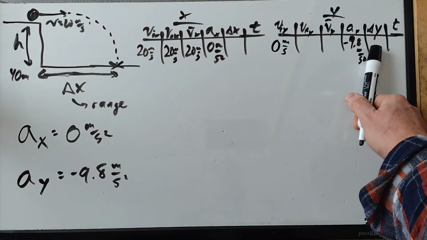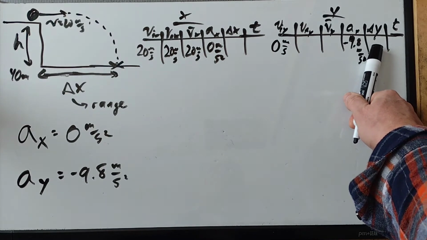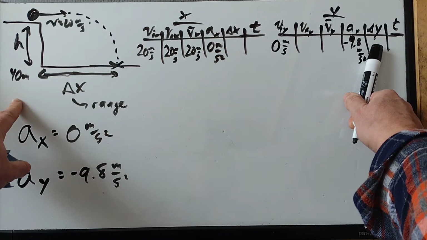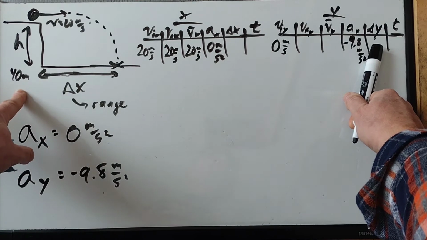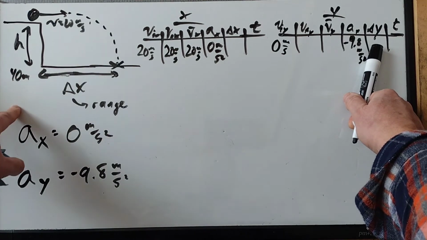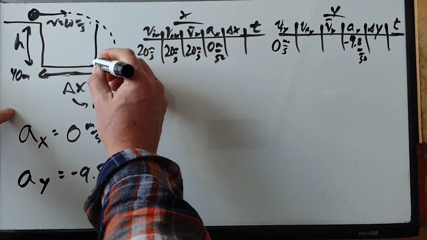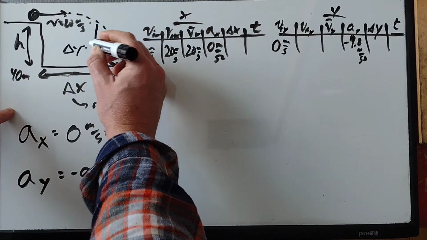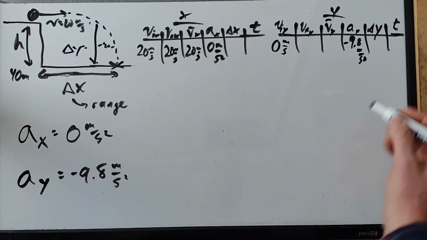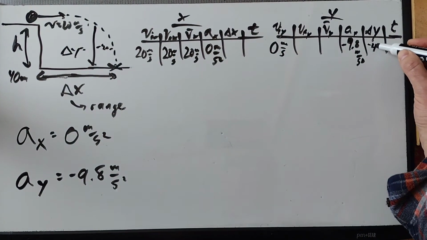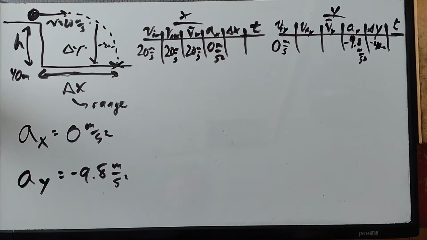Do we know delta y? Well, this is how far it's going to fall. So delta y here is going to be 40 meters. However, because it's going down, it's displacing itself down, so delta y is negative 40 meters. It's just however high the cliff is.